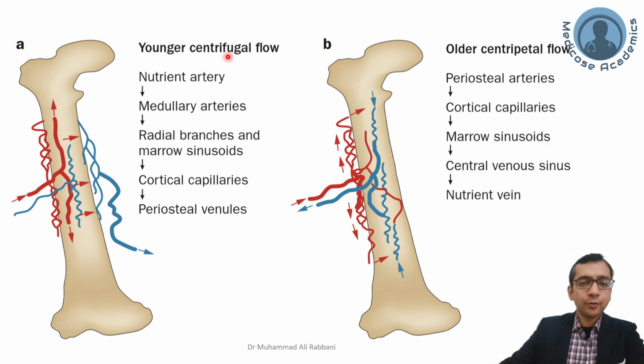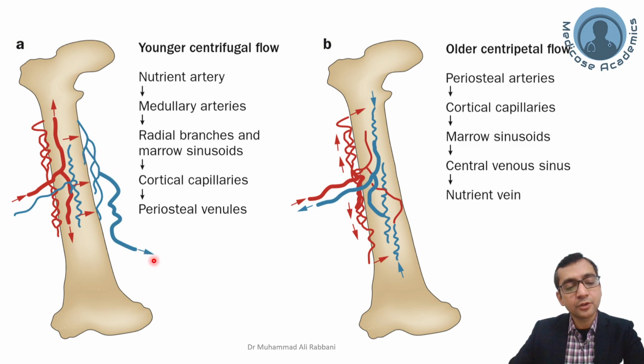There is a term used, centrifugal flow versus centripetal flow. In younger persons, the nutrient artery is the major player. Most of the blood comes into the bone through the nutrient artery. Ascending and descending branches give rise to central and cortical branches. Then there are bone marrow sinusoids, and ultimately the blood goes to the cortex of the bone, and then, of course, there is some drainage back through that direction also, but more drainage goes from the cortical part of the bone to the periosteal veins, and it mostly drains to the periosteal veins.